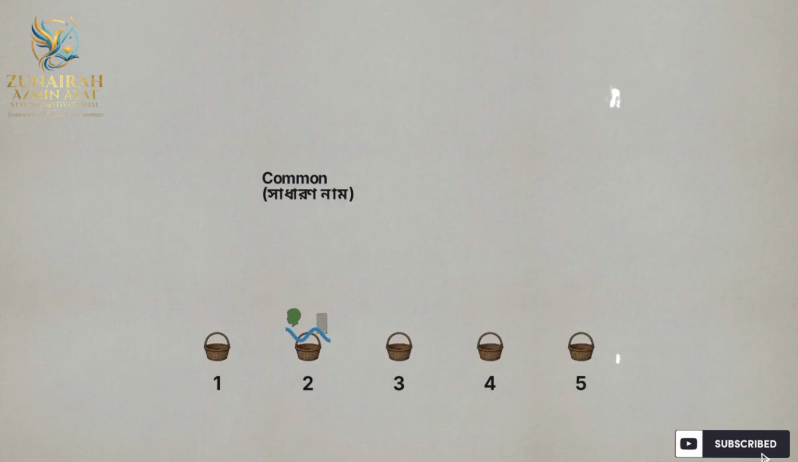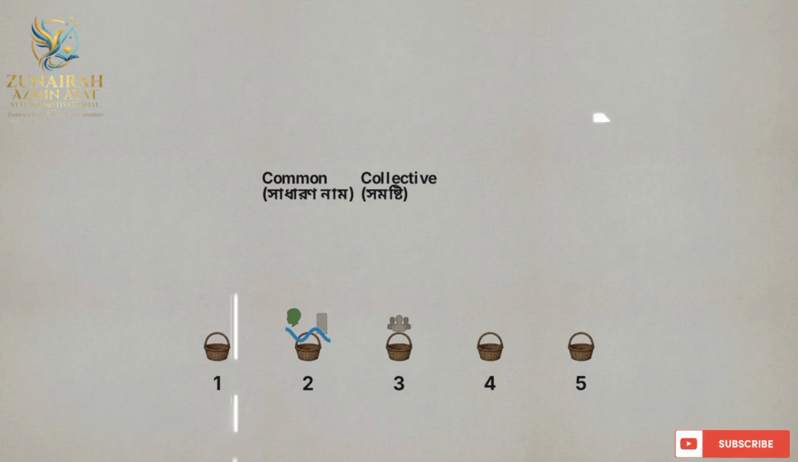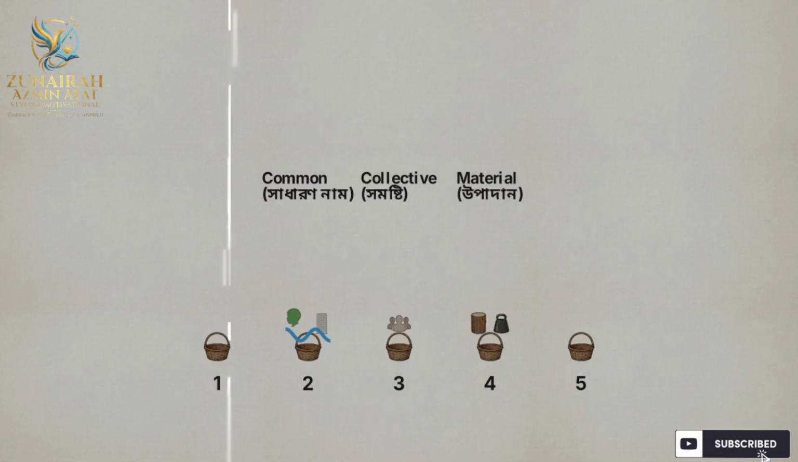Basket 3 is the collective noun, or samoshti, which refers to a group acting as one, like a team or a crowd. Basket 4 is the material noun, or upadan. These are the ingredients things are made of. You don't count these, you weigh them. Uncountable raw ingredients like wood are material. The countable finished product, like a chair, is common.